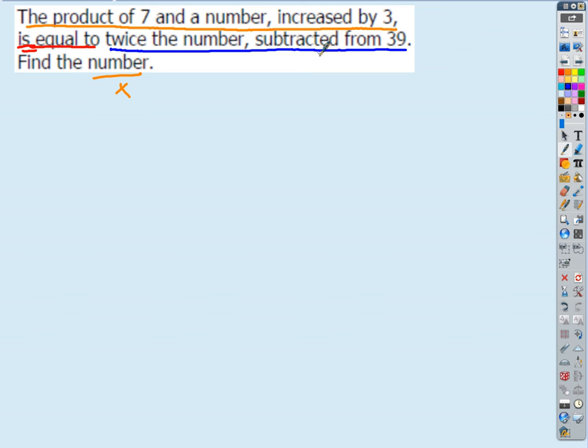So we just have to turn that stuff into math, and that's not so bad. The product of 7 and a number, how do I say that? 7x. There you go. Increased by 3, plus 3. Is equal to, so equals. What about this one? Twice the number subtracted from 39. 39 minus 2x. Oh, that's it. Now that's a pretty easy problem to do, isn't it?